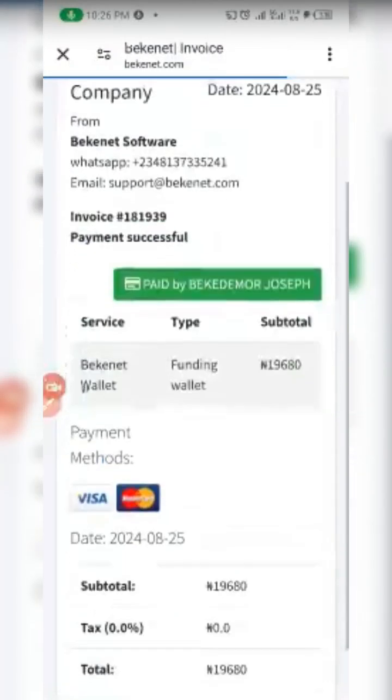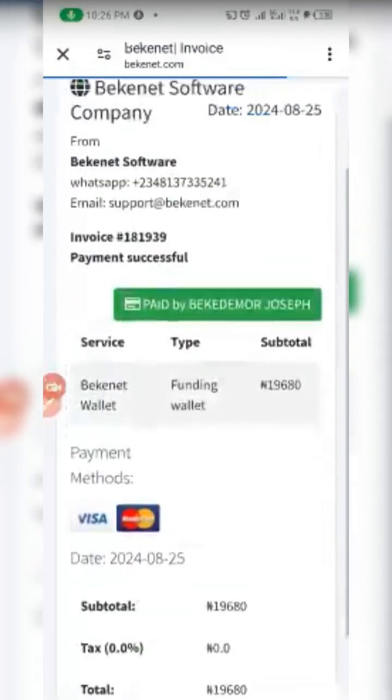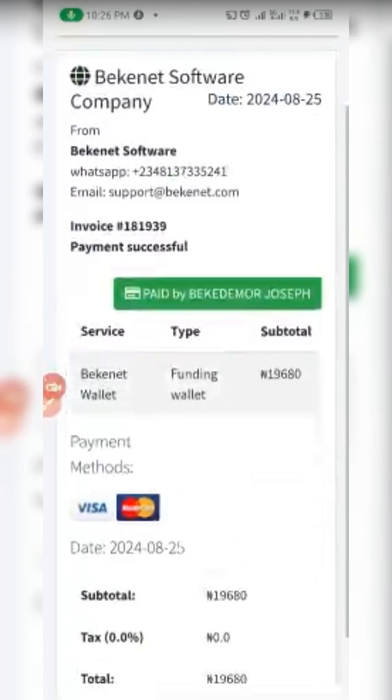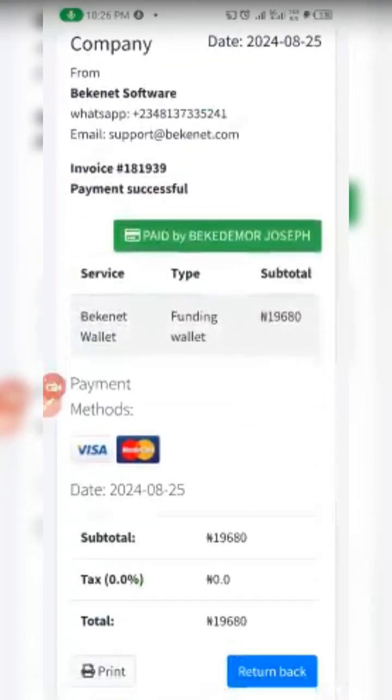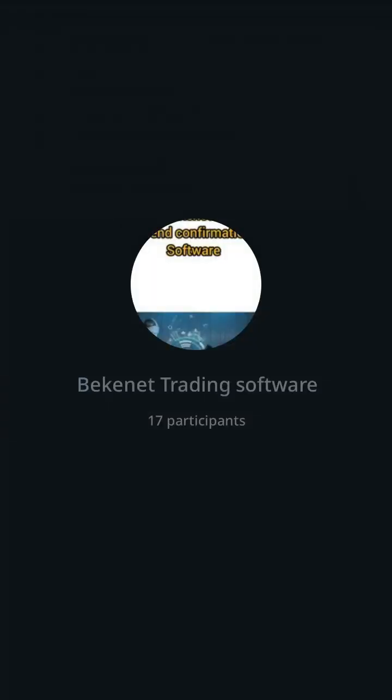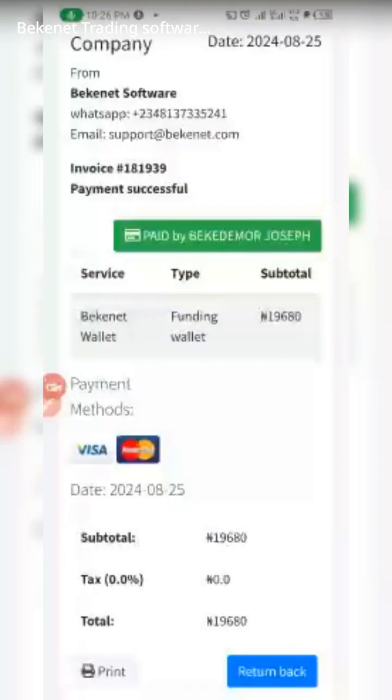You get this screenshot. Once you get this screenshot, this is what we are going to use to credit your pay as you go account. You understand? If it's $12, $10, $20 you did, we are going to credit it for you. Then you can go and program the AI to look for trade opportunity for you.